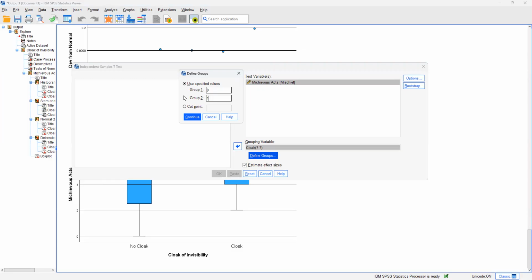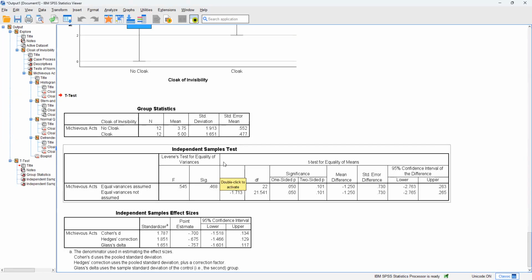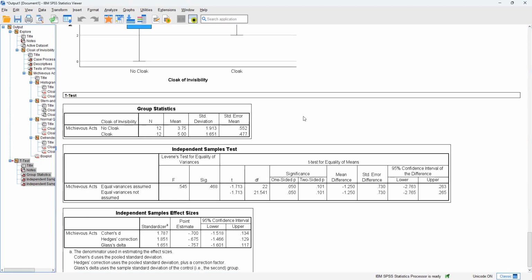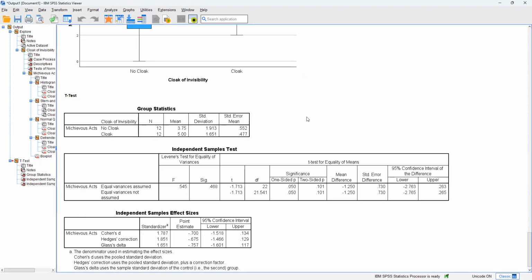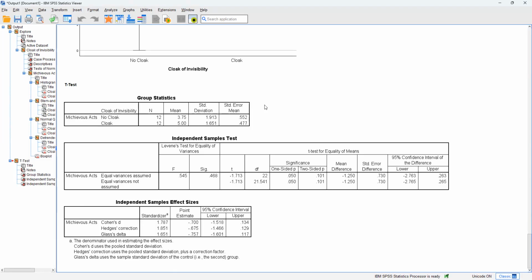So I'm going to change these to 0 and 1. And I'm going to say continue, and I've defined that grouping variable, the independent variable. And that's all I need to do for specifications here. So I can run this by saying okay. Now I get the independent sample t-test output.